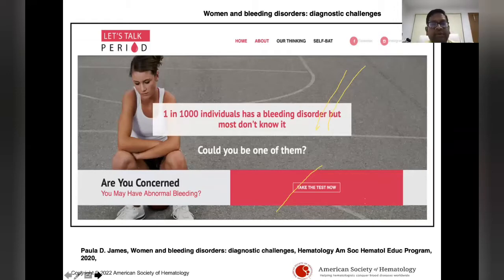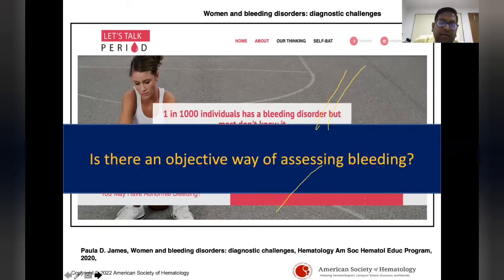So why I have presented this history is to show you that 1 in 1,000 individuals might have a bleeding disorder among females. Most of them don't know that there is a bleeding disorder. And when should they be concerned about having abnormal bleeding? That is the biggest question. So it led to the thought process: is there a way we can objectively assess the bleeding manifestations?